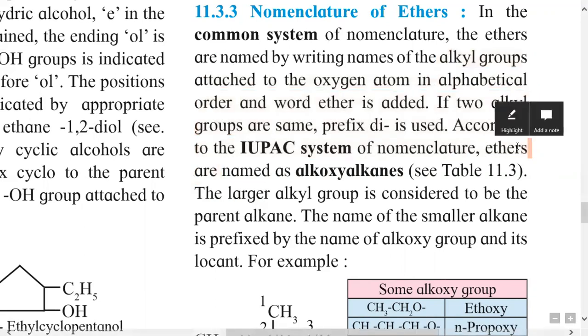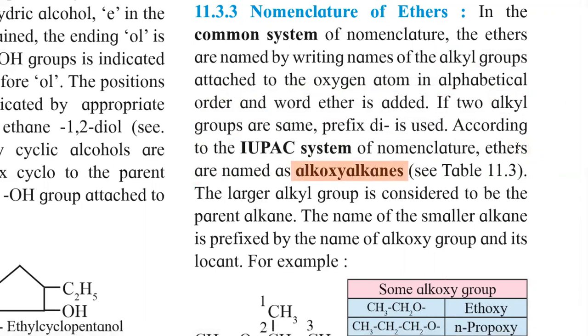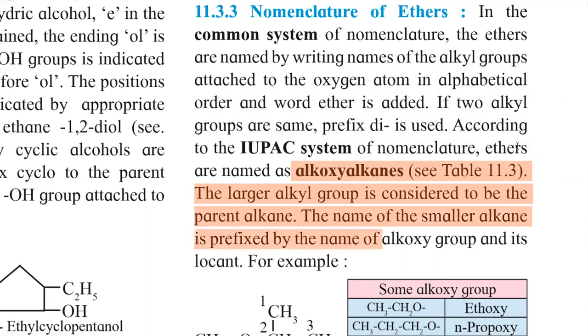Then in the IUPAC name, the ethers are named as alkoxyalkanes. Here, the larger alkyl group is considered as the alkane part, and the smaller alkyl group is considered as an alkoxy group. So while giving an IUPAC name of an ether, the name of the alkoxy group is given first and then the name of the alkane part.